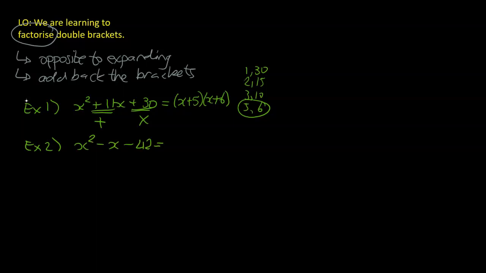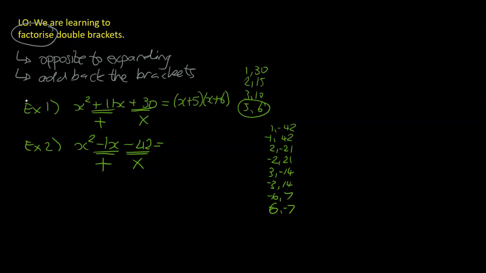So same process as before. We've got to find which two numbers do that. And I just want to note there is an invisible 1 here. So what numbers add to negative 1 and multiply to negative 42? So we've got 1 and negative 42, negative 1 and 42, 2 and negative 21, negative 2 and 21. We're also going to have 3 and negative 14. We're going to have negative 3 and positive 14. We're also going to have negative 6 and 7 and positive 6 and negative 7. So a whole heap of factors.